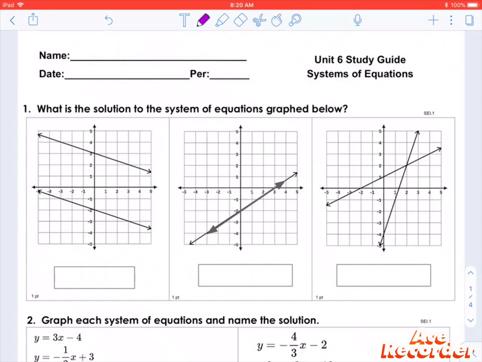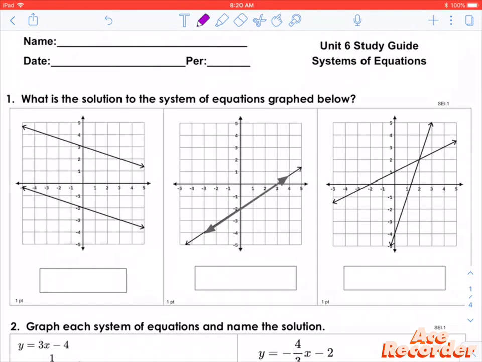So, we're getting ready for our Chapter 6 test. We're going to go through some of these problems, not all of these problems. For number 1, we are looking for the solution of the system. And so, you're looking for where the two lines cross.